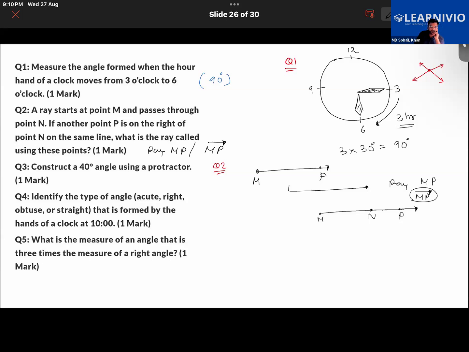Everyone construct a 40-degree angle using a protractor.